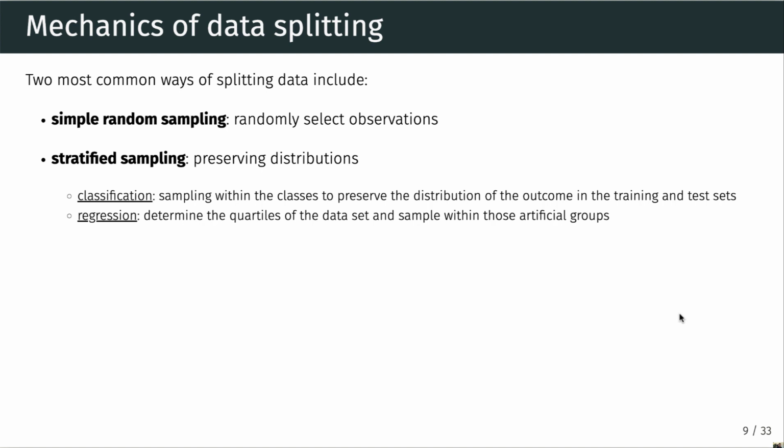Now, stratified sampling is designed to preserve the distributions within our data. Most often what we do is we stratify our sampling based off of the target variable. The objective here is that we want to preserve the distribution of that target variable, whether that's in a regression model or a classification. We want the training and the test sets to both have as close to similar distributions of the target variable, or the outcome variable, as possible.